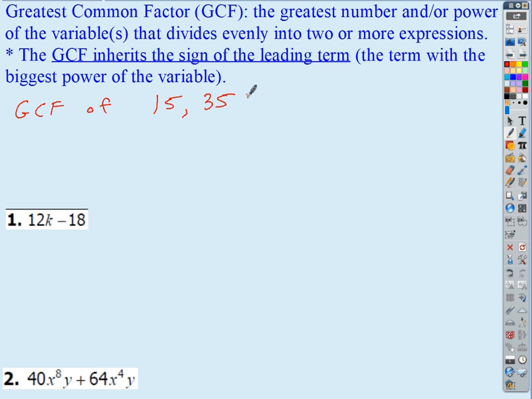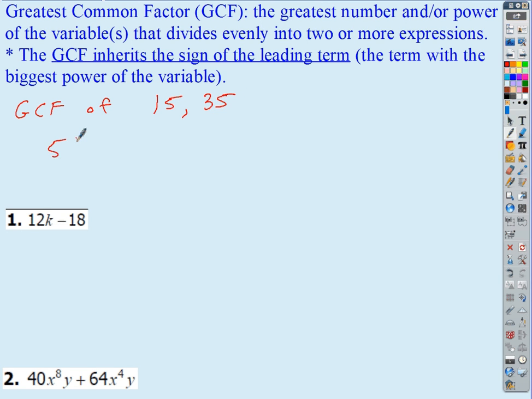What's the greatest common factor of 15 and 35? 5. How come? You're right. Say it again. It's the biggest number that divides evenly into both of those, right? So the answer would be 5.